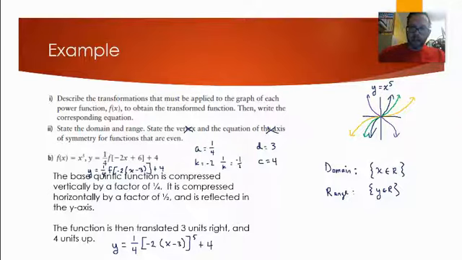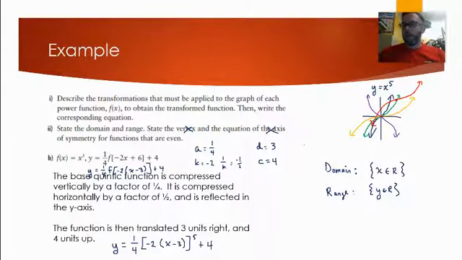And then finally, we translate that 3 units right and 4 units up. I'll just use red for the finished product. So 0, 0 would go 3 right and 4 up. So somewhere up here. And then our behavior is something like this. Just a rough sketch. And you can see from our rough sketch that the domain is going to be x can be any real number and the range y can be any real number. Again, same for any polynomial function with an odd degree.